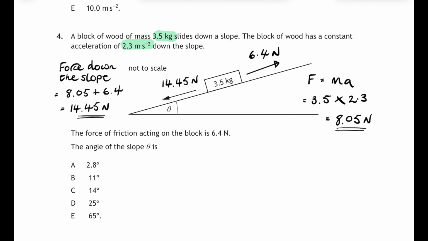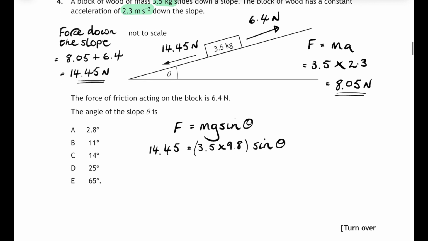Now we've got a relationship for force down the slope. It's F equals mg sine theta. It's not on your relationship sheet, but we suggest you remember that one. Then let's sub in the numbers that we know. 14.45 is the force down the slope, and that will be equal to 3.5 times g, which is 9.8, times sine theta. And then all we have to do is rearrange that equation to find theta.